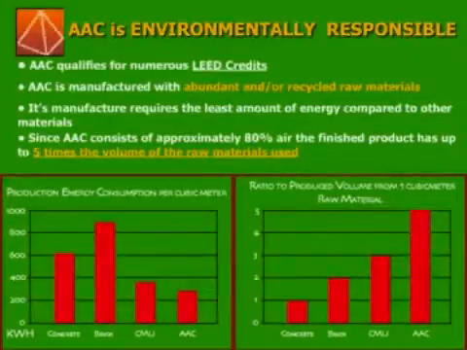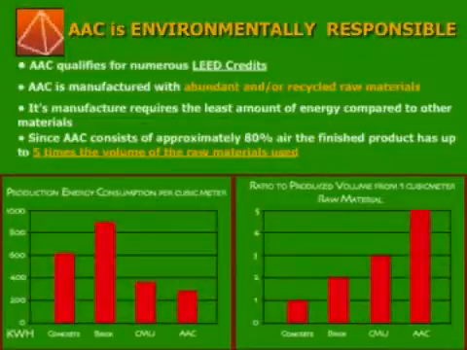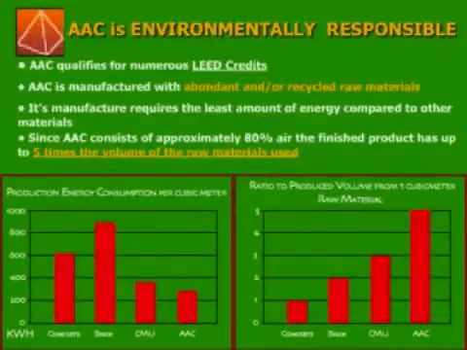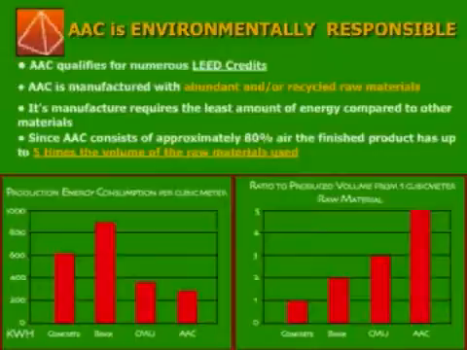Now look at the right graph. Because AAC consists of 80% air, the finished product has up to 5 times the volume of the raw material. Basically, you need only 1 cubic meter of raw material to produce 5 cubic meters of AAC, while for concrete, you need 1 cubic meter of raw material to produce 1 cubic meter of concrete.